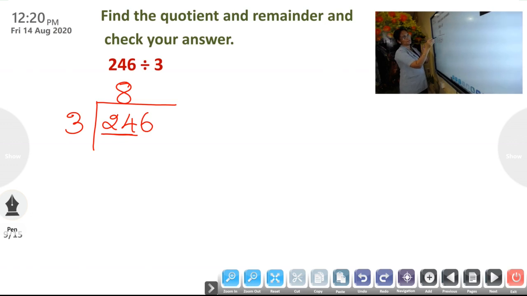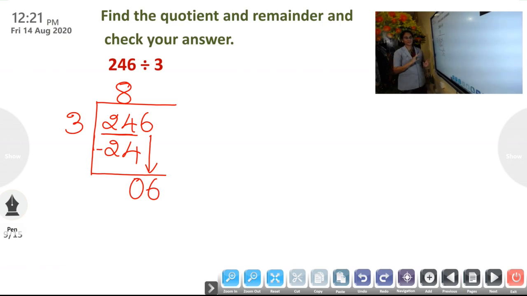Then you have to multiply this 3 and 8 and write here what is 8 3's. 8 3's are 24. Then actually you have to do subtraction here. But 24 minus 24 is what? 0. Now what is the next step? In the dividend there is one more digit remaining. What is that digit? That is 6. 6 you have to bring down here.